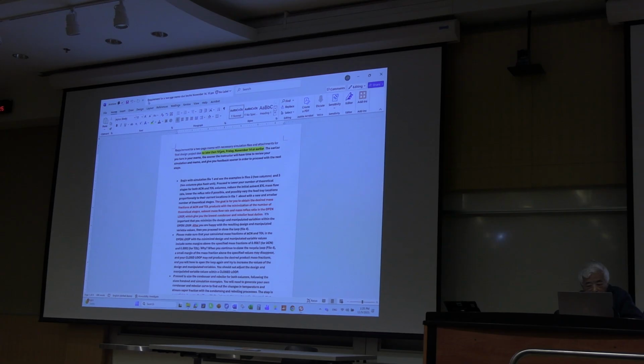Required in your 2-page memo for the final project, no later than Friday, November 14th. The sooner, the better. Why? Once I receive it, I will look at your simulation file and give you feedback immediately so we can continue to the next step.